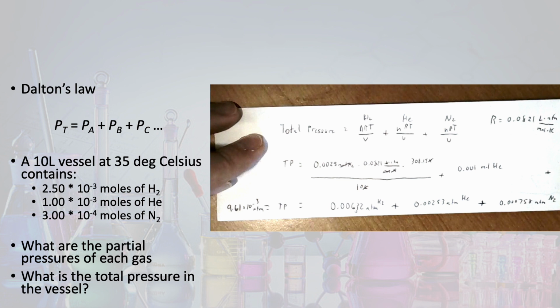The hardest part about this is identifying the variables that need to go into the ideal gas law for each of these different gases.